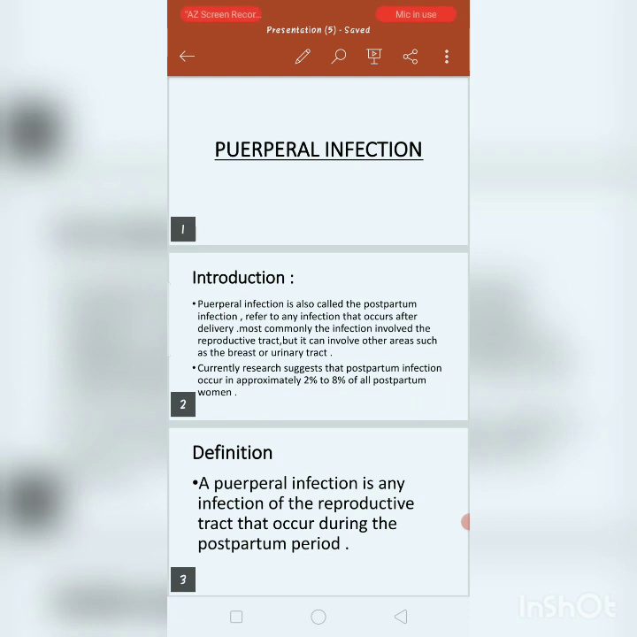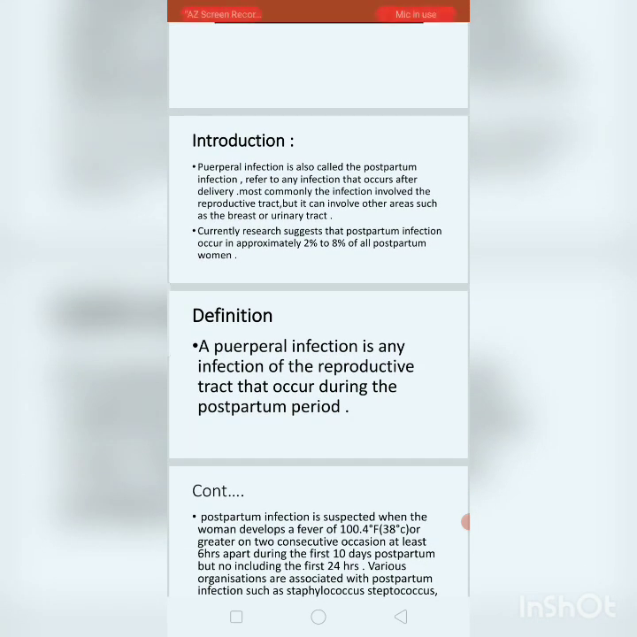Puerperal infection, also called the postpartum infection, refers to any infection, like any bacterial or viral infection, that occurs after delivery. Most commonly, the infection involves the reproductive tract, meaning both the external and internal female reproductive tract, and can involve other areas such as the breast and urinary tract. Currently, research suggests that postpartum infection occurs in approximately 2% to 8% of all postpartum women.